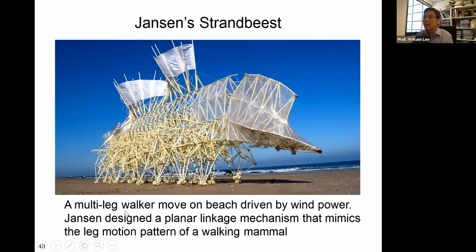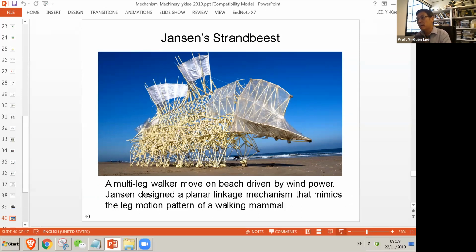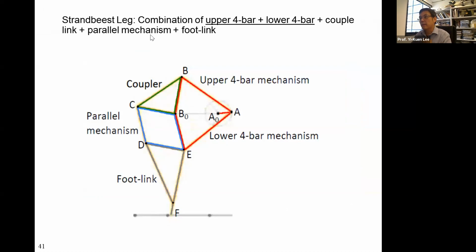And here I show you another interesting robot built by Jansen in the Netherlands. This is a pure mechanical mechanism robot without any electronics. So it's quite amazing that it can really work, right? Actually, this mechanism looks very complicated, right? But if you look carefully, it can simply consist of two 4-bar linkages.